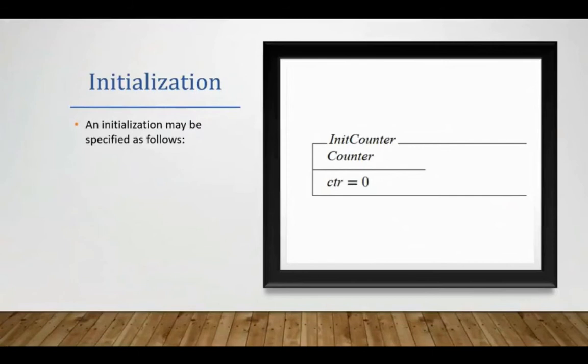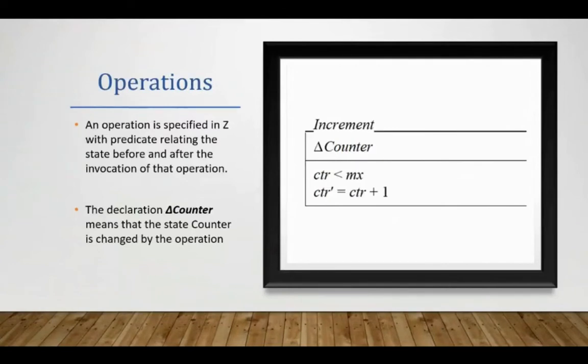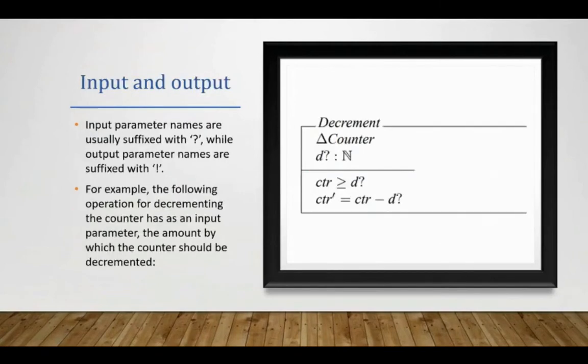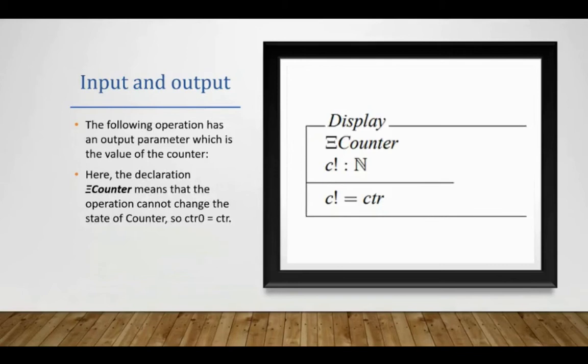In the initial state, we just reset the CTR. Then increment, sorry, maybe I wrote decrement there. Increment, we just increase the counter by 1. That's why here we add delta. Next is decrement, which reduces the counter by D. Here we declare another variable, D, because we should increase or decrease this counter by D.